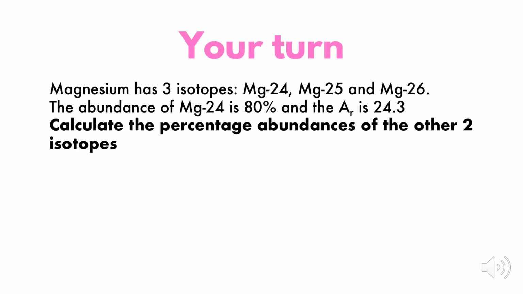And here is your next question. This time we're looking at the isotopes of magnesium. Magnesium has the 3 isotopes you can see there. The abundance of the magnesium-24 is 80% and the relative atomic mass is 24.3. I want you to now pause the video and put everything that you've learnt into practice. And restart it when you're ready to check the answer.